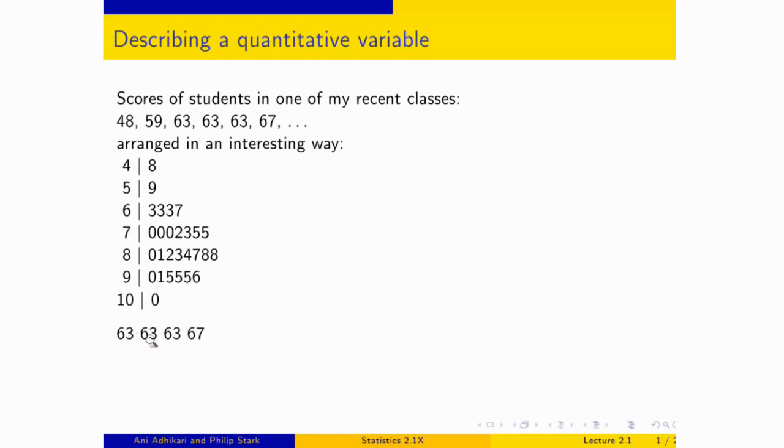There's 63, 63, 63, and 67, and what has happened is that I have been lazy. I just don't want to write that 6 every single time. So I've written 6 as the leading digit once, and this bar tells me read this as 63, 63, 63, and 67. And so you can see that the next score in the class was 70, and there's another 70, and another 70, and then 72, and so on. And so now you have a picture of the scores of the entire class. And you can see somebody got 100.